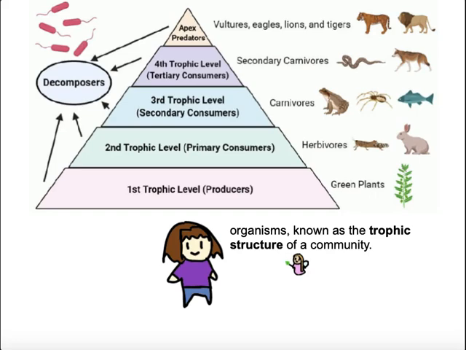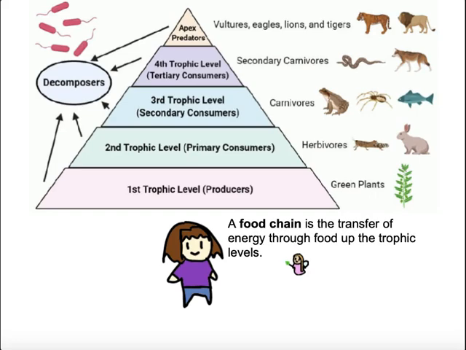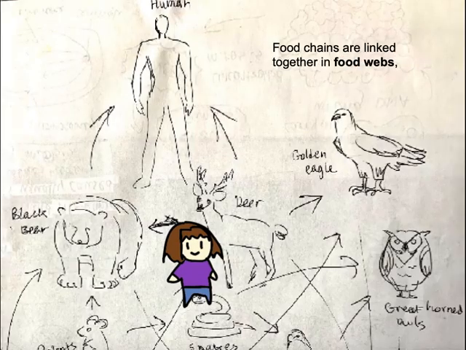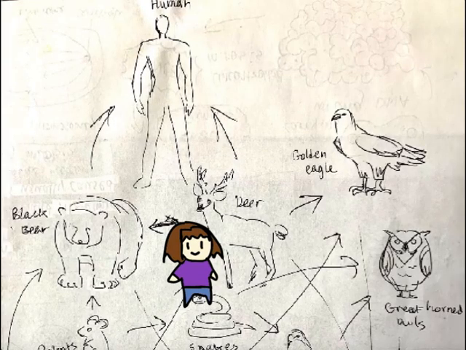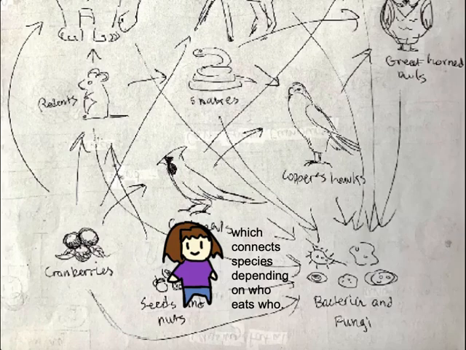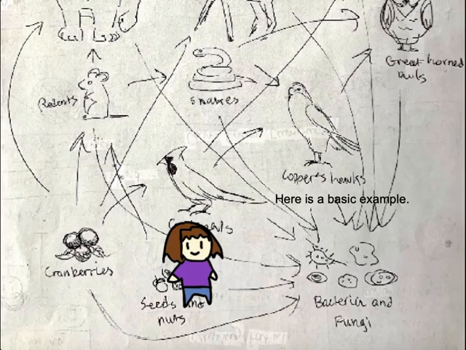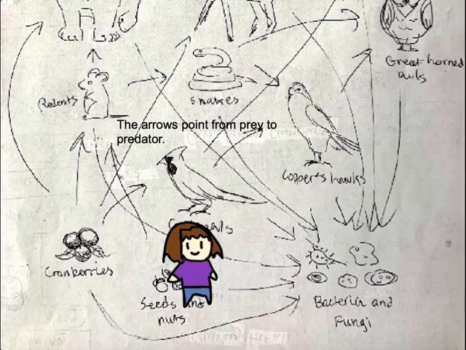Anyway, moving on from that, the structure and dynamics of a community depend on feeding relationships between organisms, known as the trophic structure of a community. A food chain is the transfer of energy through food up the trophic levels. Food chains are linked together in food webs, which connect species depending on who eats who. Here is a basic example. The arrows point from prey to predator.